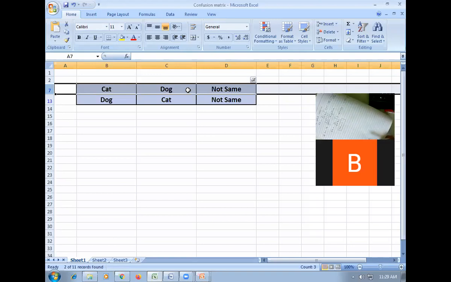Okay. Now you have to remember that when we are considering a keyword such as true positive, here positive is nothing but the predicted, and true is nothing but the actual. Okay.